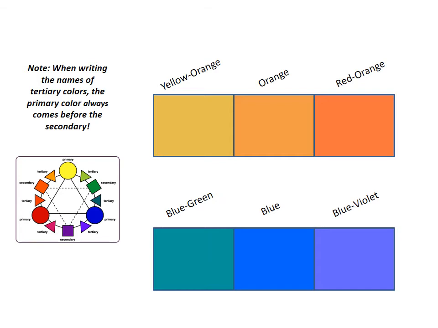Just something to note, when you're going through and you're naming the colors, when you say a tertiary color, always make sure to say the primary first and the secondary second. So for example, you would say red-orange, not orange-red.